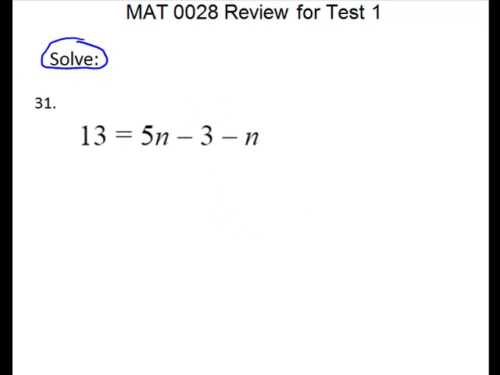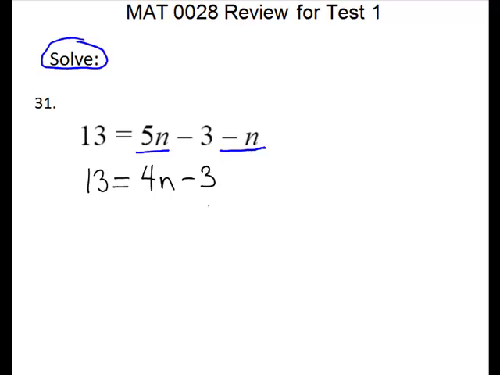31 is also an equation. Notice the equals, so we're going to solve. This problem has some work we can simplify on one side. On the right-hand side, we have some like terms. If you stay on one side, you can combine any like terms. So there's nothing we can do on the left. We'll just bring that down, bring our equals down. 5n minus 1n is 4n minus 3.